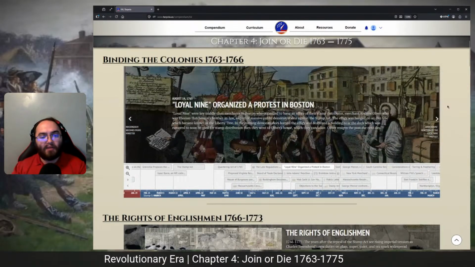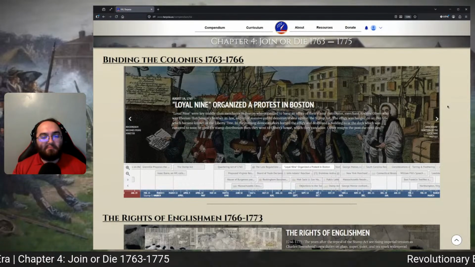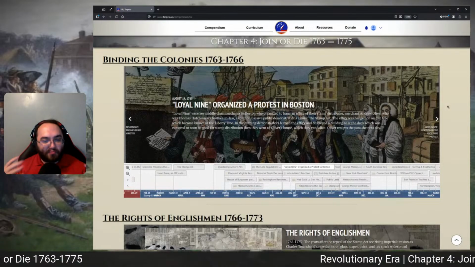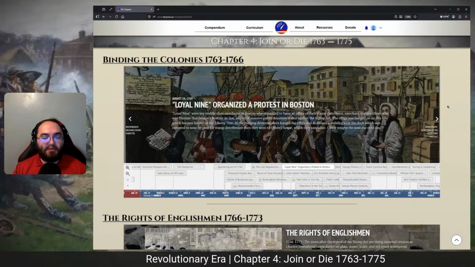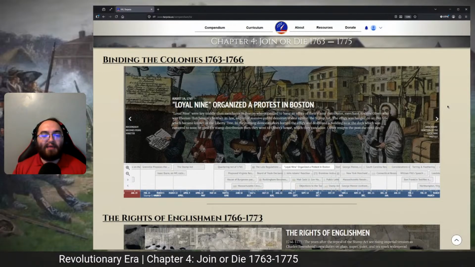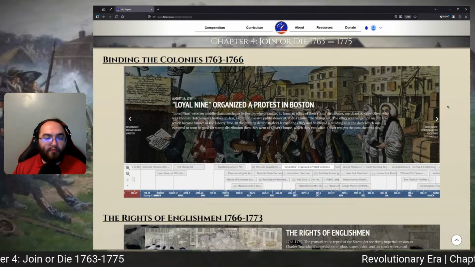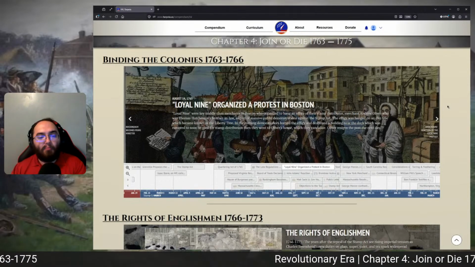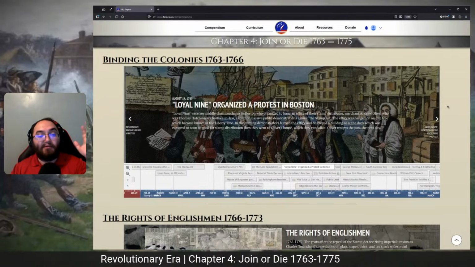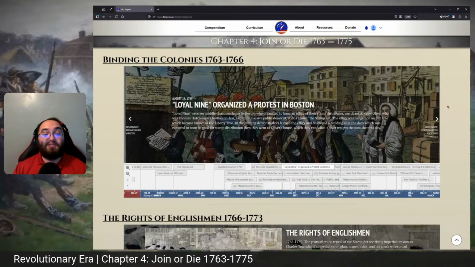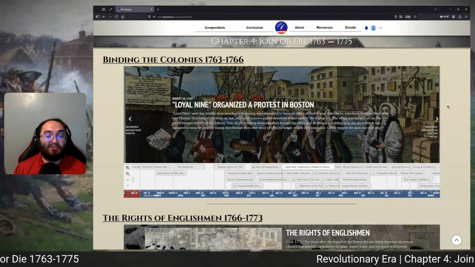timeline. And so now you still have the stamp crisis going on, and you have the first organized protest. This is called the Loyal Nine, where key middle-class merchants in Boston organized to hang an effigy of their stamp distributor, merchant Andrew Oliver, who was Thomas Hutchinson's brother-in-law. Thomas Hutchinson is a loyalist, and he is, at this time, the governor of Massachusetts, so this is a pretty bold statement on behalf of the merchants of Boston.